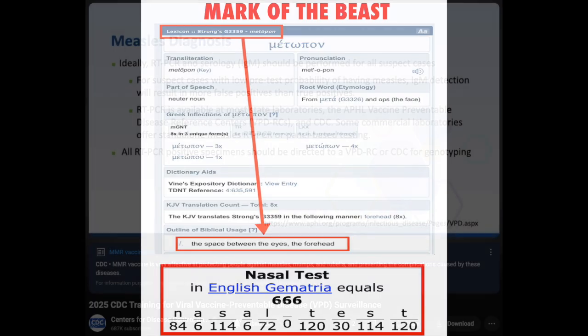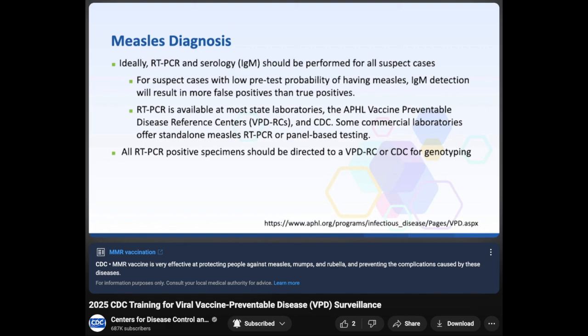It's important to note that using IgM alone to test patients with low pretest probability of having measles will lead to more false positive than true positive results. RT-PCR is available in most state laboratories, at the VPD reference centers, and the CDC. Some commercial laboratories offer standalone measles RT-PCR or inclusion of measles in panel-based testing.